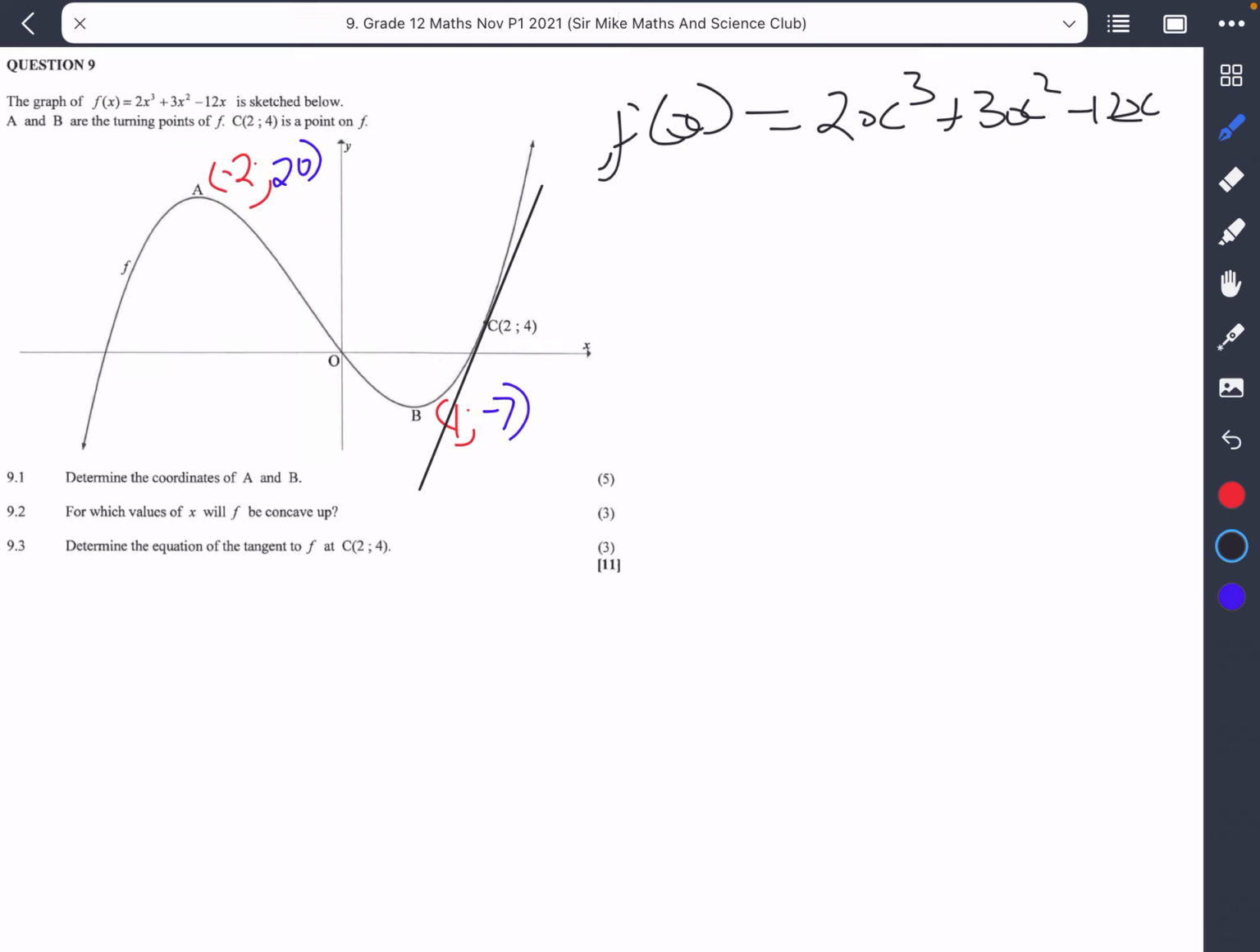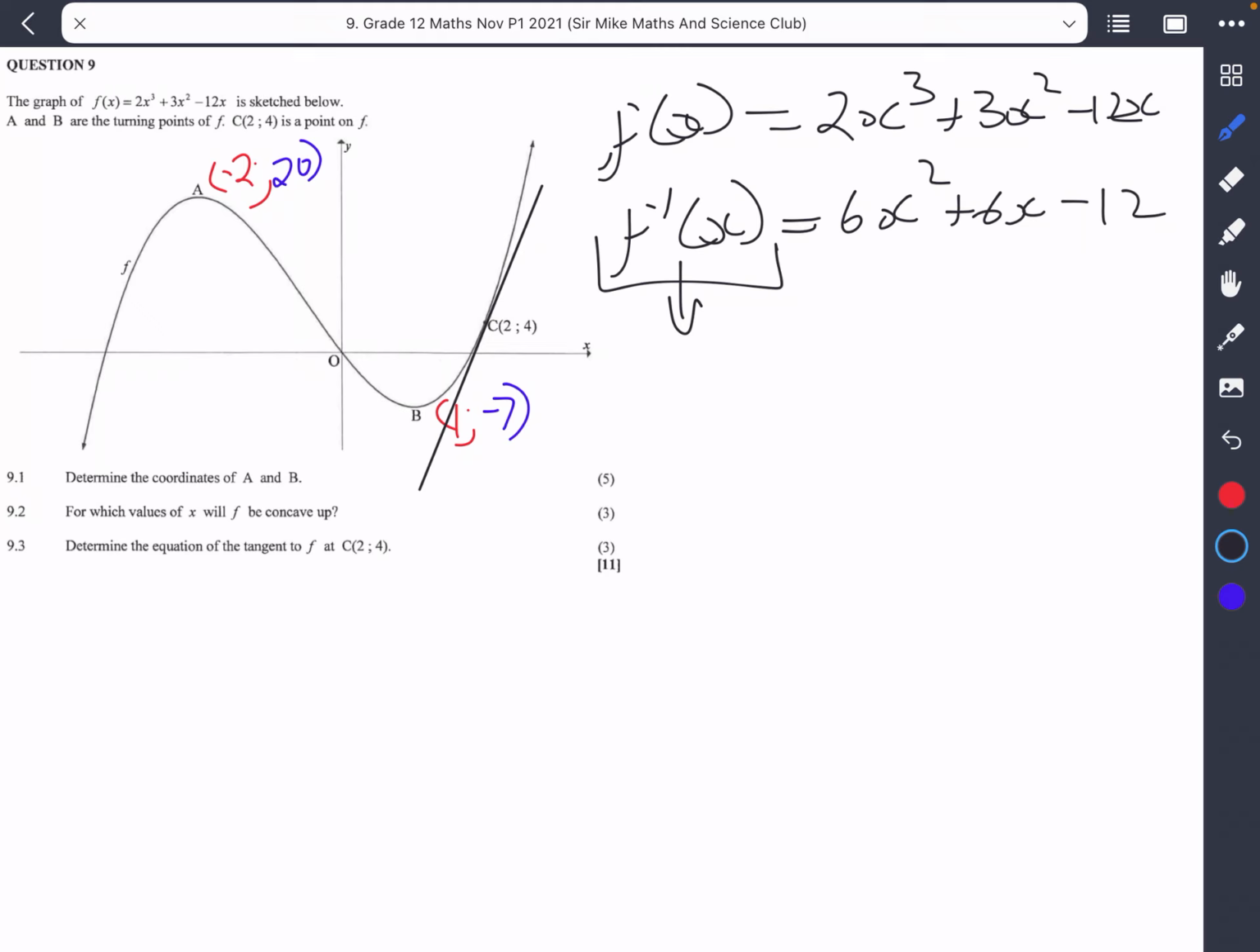So to find the point of tangency, you take the first derivative, and if you are given the gradient at that point, the derivative would be 6x squared plus 6x minus 12. You would put that gradient there, and then you would find the x coordinate of that point of tangency.